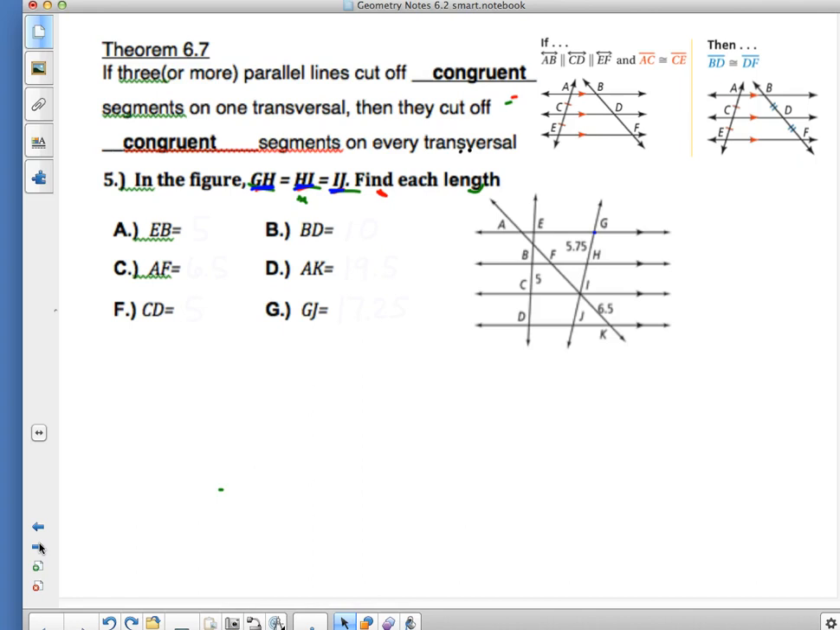So with that information, can you come up with the lengths AE, AF, CD, BD, AK, and GJ? Please do so. I'm just going to write things in just to make sure you see them. And I'll do a red.